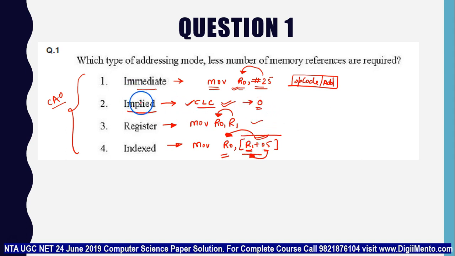Here you can see that in implied addressing mode, we do not require any register reference as well as memory reference. They are specifically asking about fewer memory references. Remember, in most of these cases, for example register addressing mode, we are taking registers only. These require register reference, and they do not require memory reference. But again, as we have to choose only one answer here, we are going to go with option number 2, which is implied addressing mode.